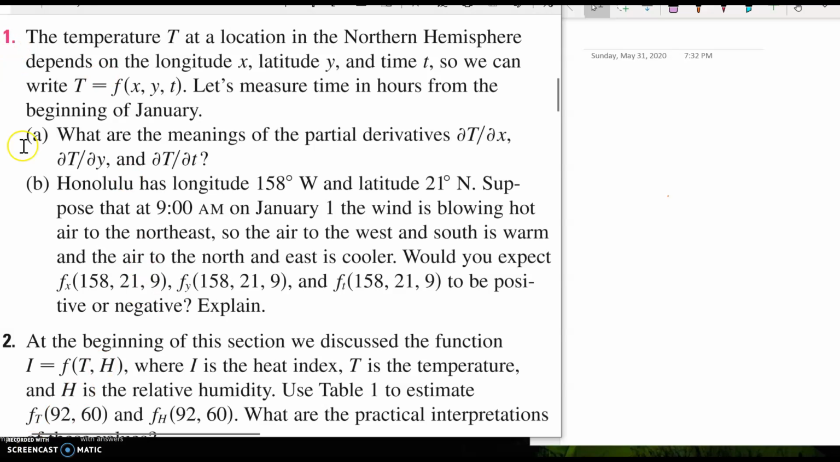I'm going to do question 1, part B. It says the temperature at a location in the northern hemisphere depends on the longitude, latitude, and time. I'm going to skip ahead to part B. It says Honolulu has a longitude of 158 degrees west, latitude 21 degrees north. Suppose at 9 a.m. January 1st, the wind is blowing hot air to the northeast so that the air to the west and south is warm.